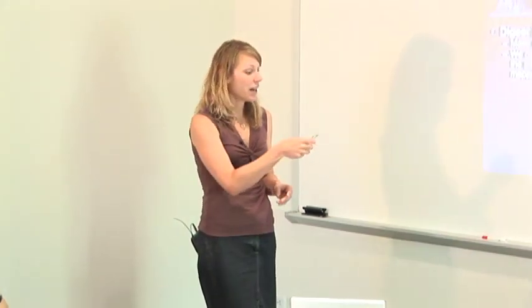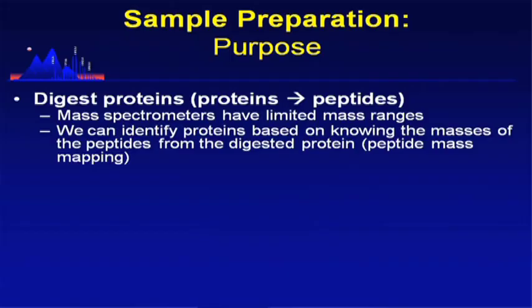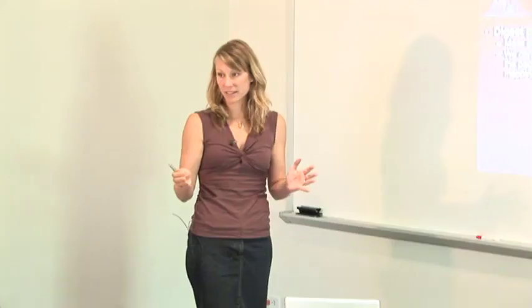So why is it necessary for us to do this? There are a few reasons. The first of which is that most mass spectrometers have limited mass ranges. This is a very general statement because all mass spectrometers are different, but most of the mass spectrometers that are widely available for us to use have a limited mass range in which they can measure masses accurately. So that's part of it.